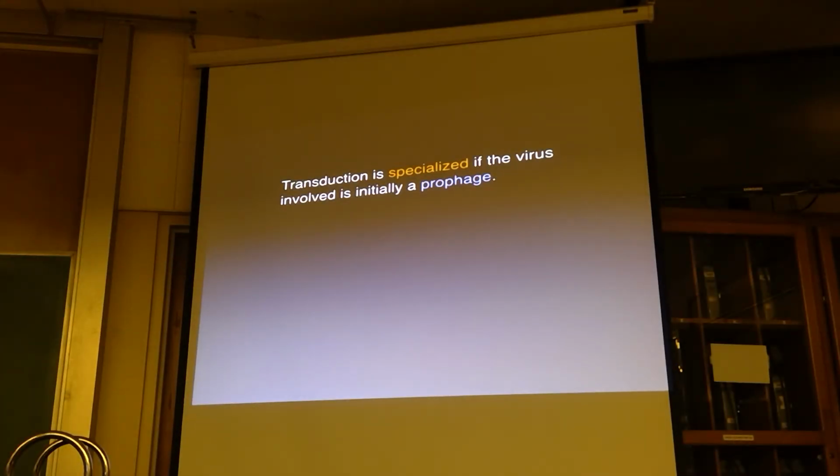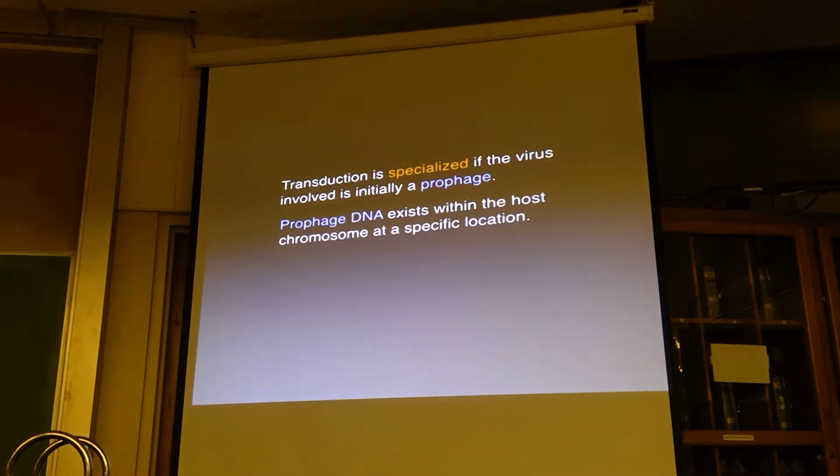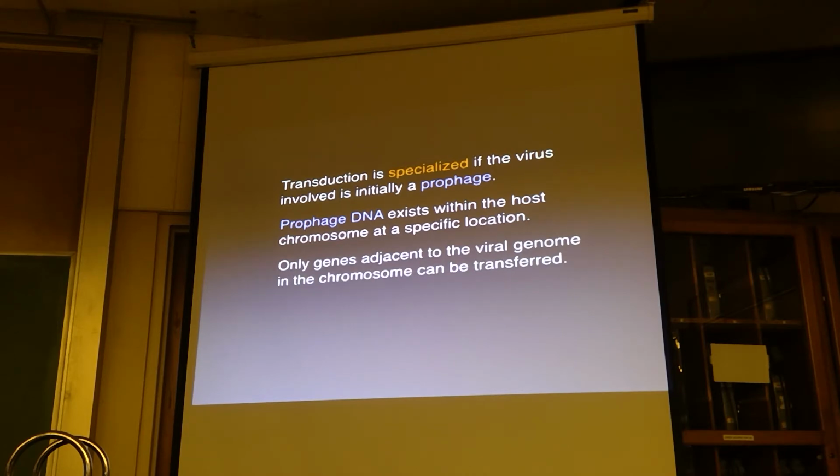If transduction is specialized, the virus has to be a prophage in the first place, which means it's in the chromosome, and then only the DNA that's right next to that virus can be transferred. The prophage DNA can't just randomly go into the chromosome. It's going to go in at a specific location, and whatever genes are right next to it on either side are the genes that can be transferred.